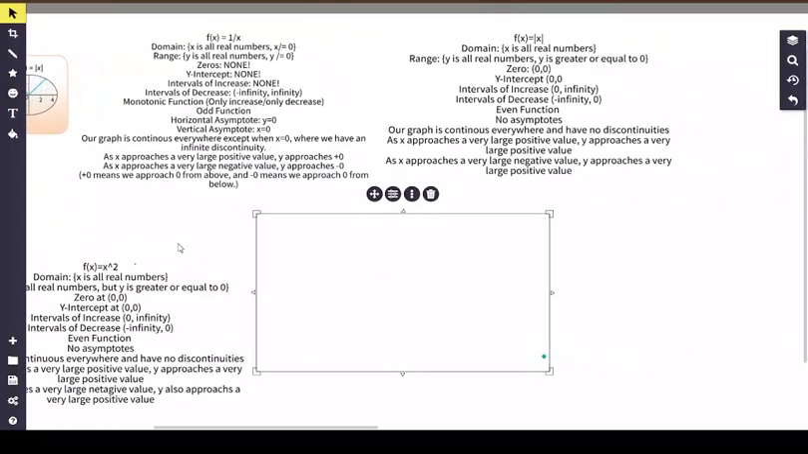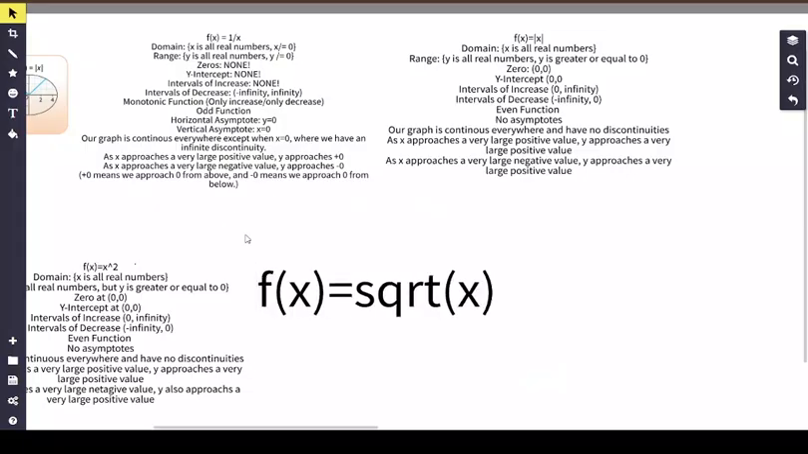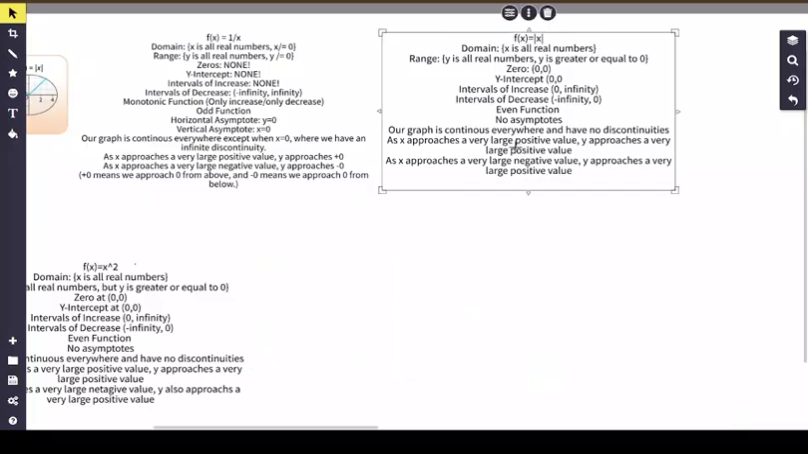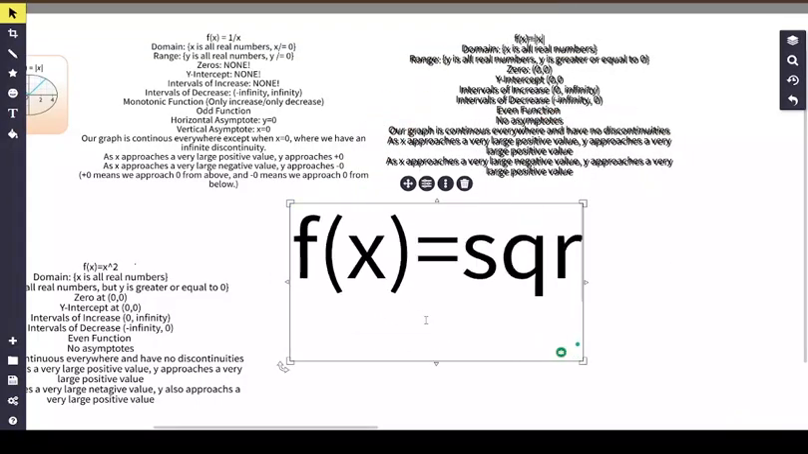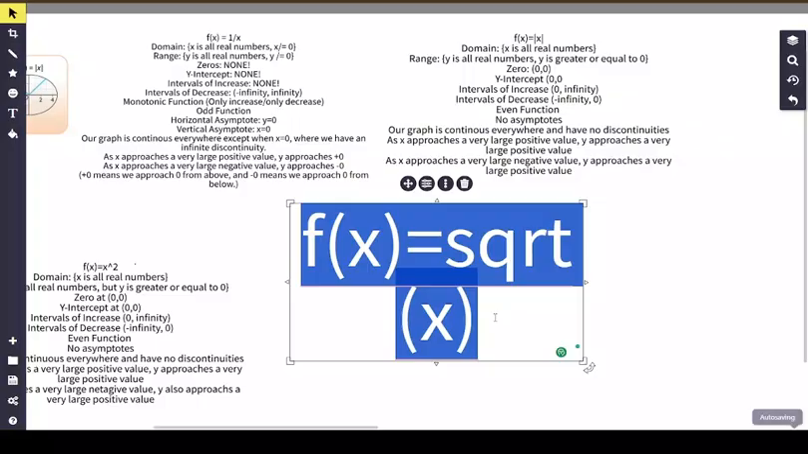So f of x is equal to square root of x. So this is going to be my notation. I hope you guys could be able to deal with that. Let me paste a new text box. Square root of x. Ugly. Anyways, here we go.